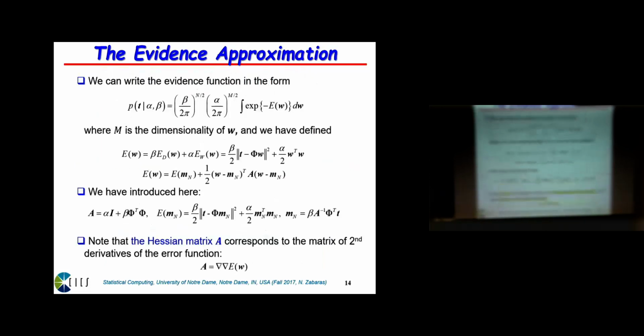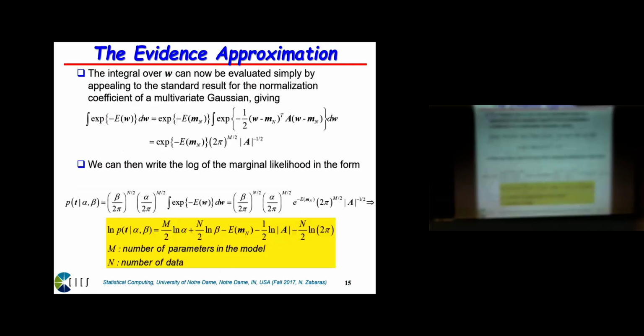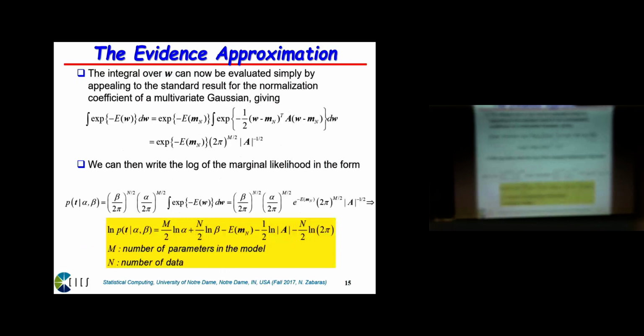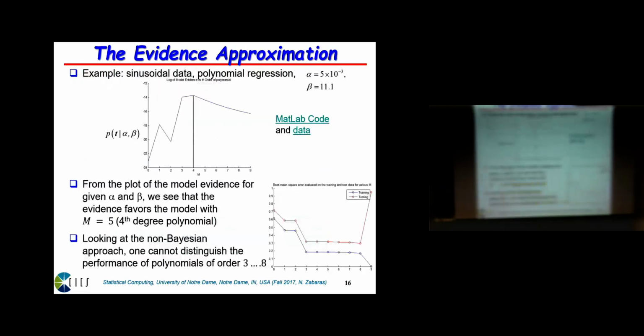If you look at E computed at Mn, it involves both beta and alpha. And then we have a nasty term, the log of the determinant of A, and I remind you the determinant of A is the determinant of this, and that involves both alpha and beta. So we're going to have to find the derivatives of a determinant with respect to alpha and beta. Sounds difficult, it's not.